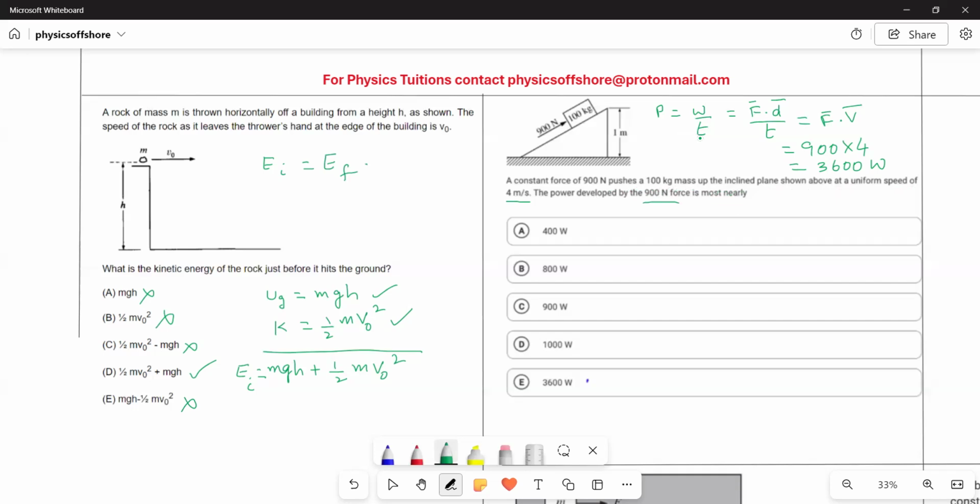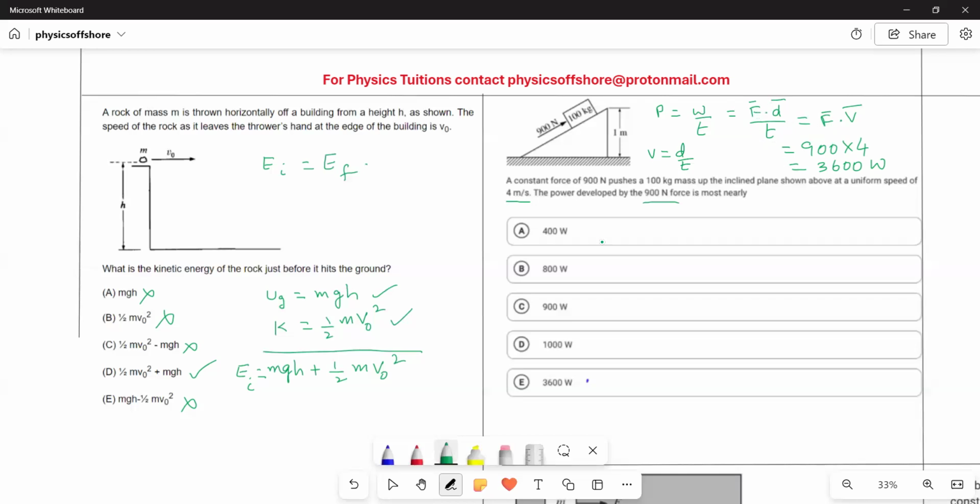We know power is equal to the rate of doing work. Therefore, P is equal to W by T. And we know velocity V is equal to D by T, distance over time, or displacement over time. Here, W is equal to F dot D. Power is equal to F dot D by T. So we are taking D by T as V.